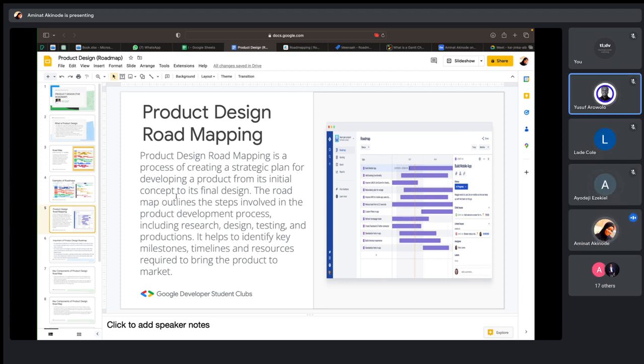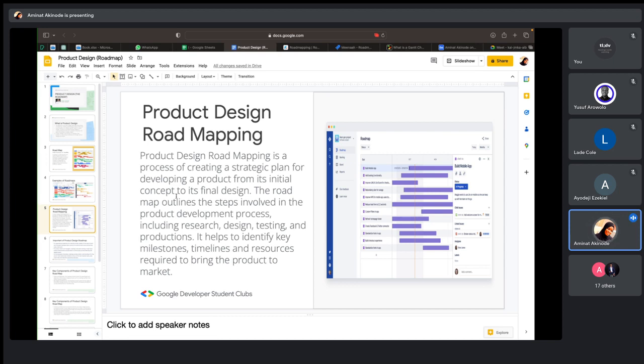I need to come up with a design. Will this design flow with the research I did? Will it flow with the research that I made? And if it doesn't, then you go back again and do your research. What are the things that I need to bring into the design to make sure that I have the best key to this design? So that's that. Then it helps you to identify the key milestone.